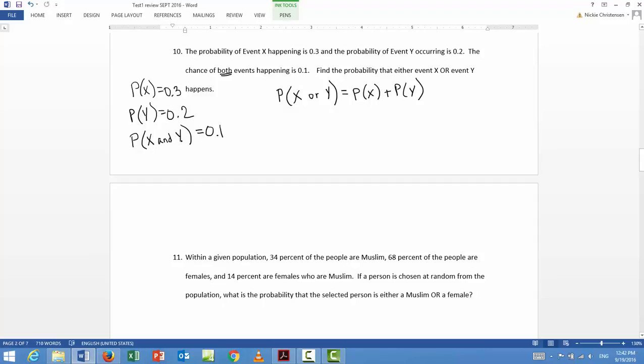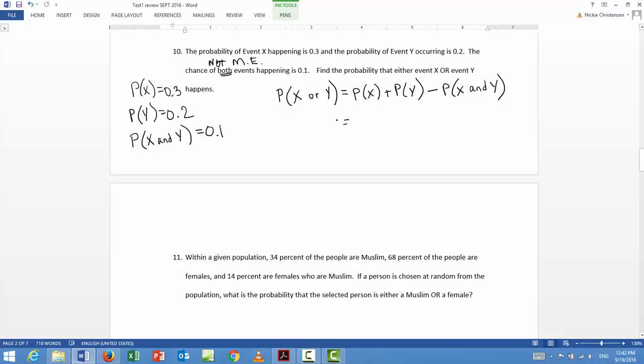They can both happen at the same time. So they're not mutually exclusive, yeah? That's what we know from this little bit of information. That looks very messy. Not mutually exclusive. So we've got to subtract probability of X and Y, okay?